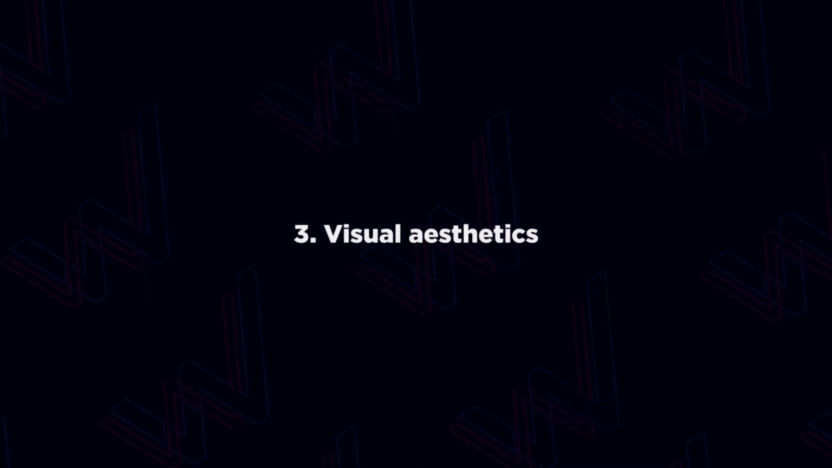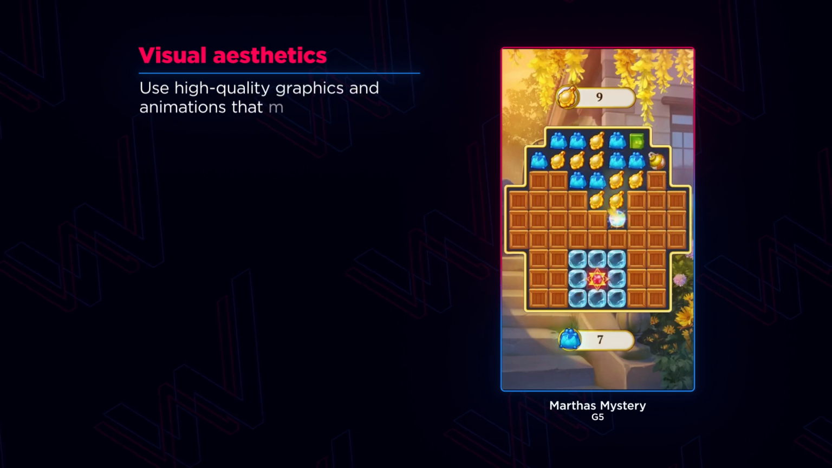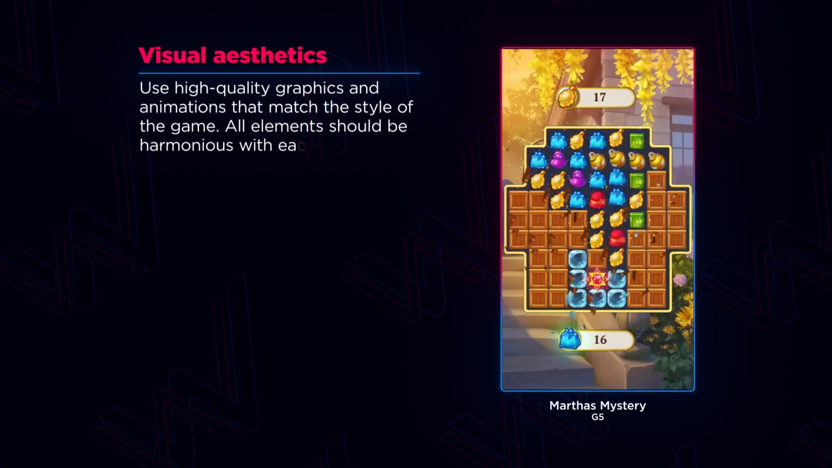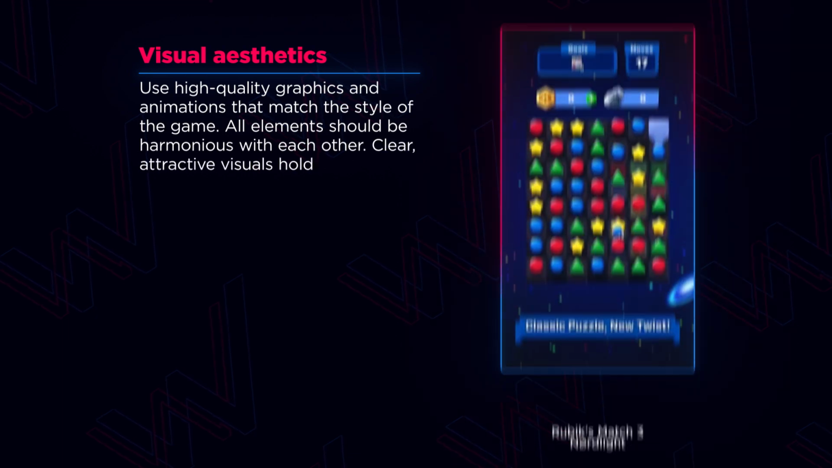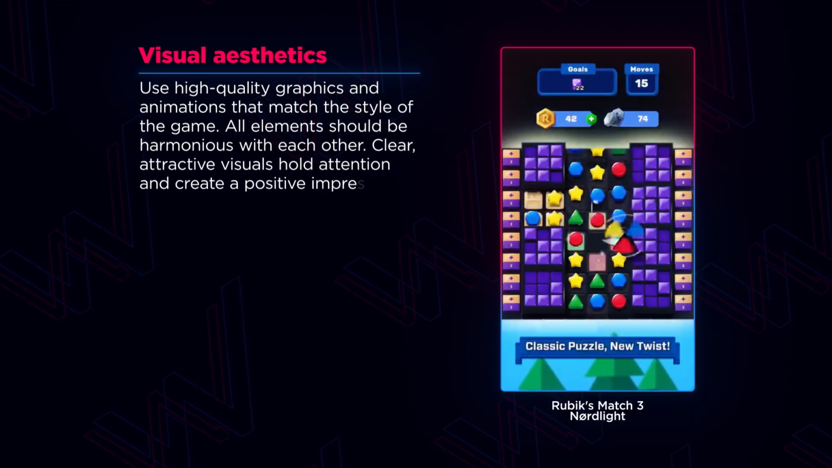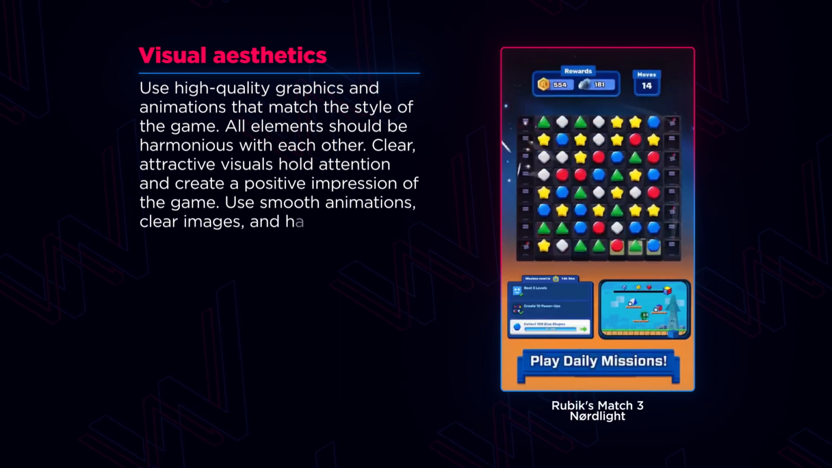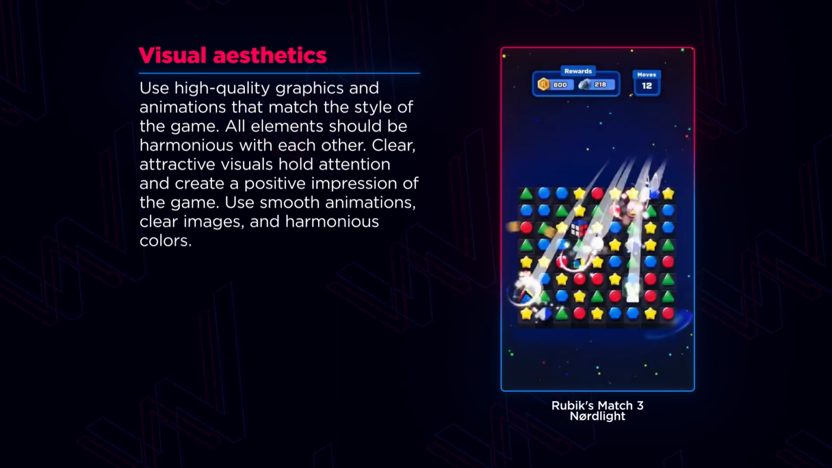Number 3. Visual aesthetics. Use high-quality graphics and animations that match the style of the game. All elements should be harmonious with each other. Clear, attractive visuals hold attention and create a positive impression of the game. Use smooth animations, clear images, and harmonious colors.